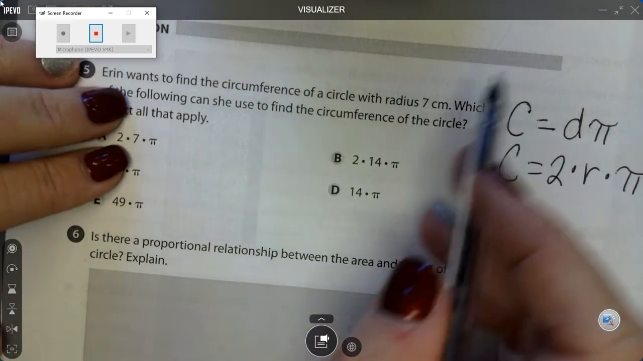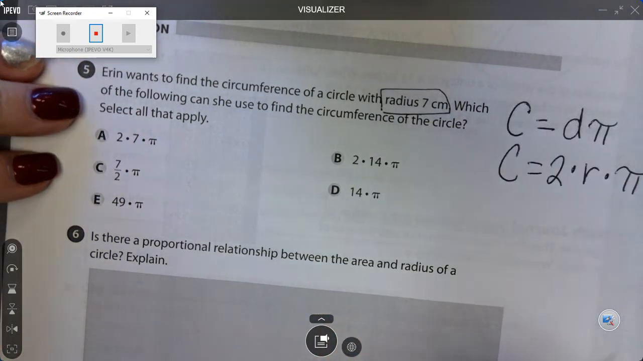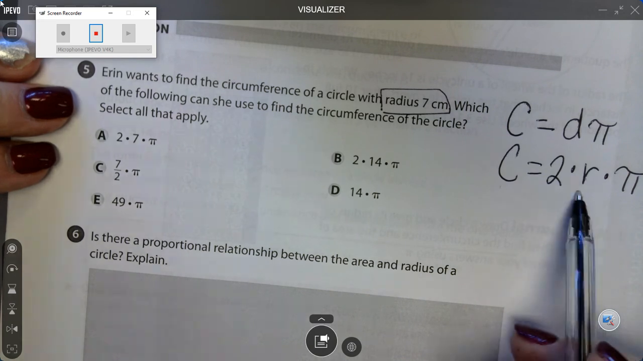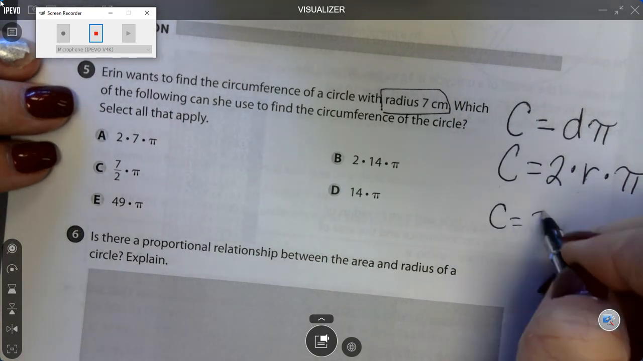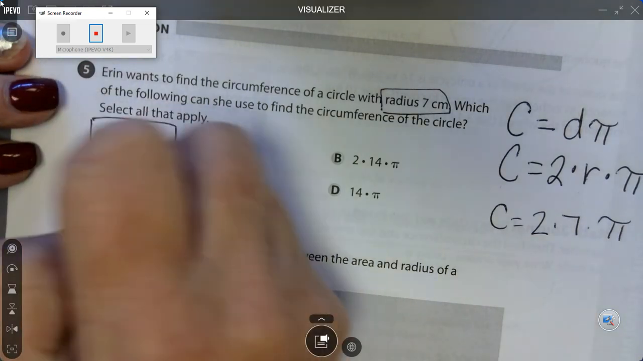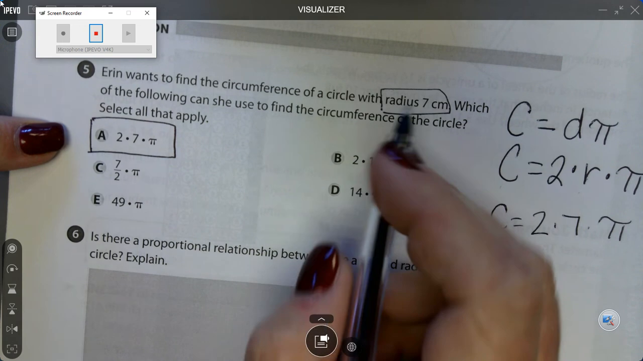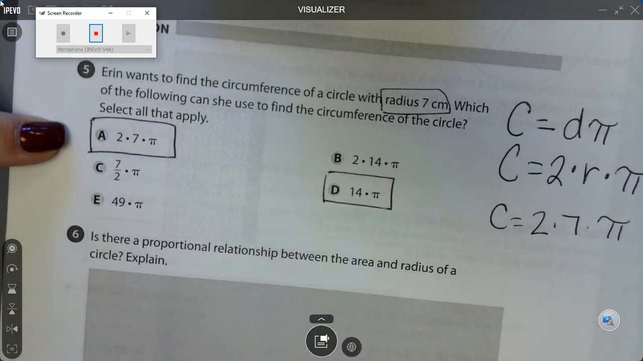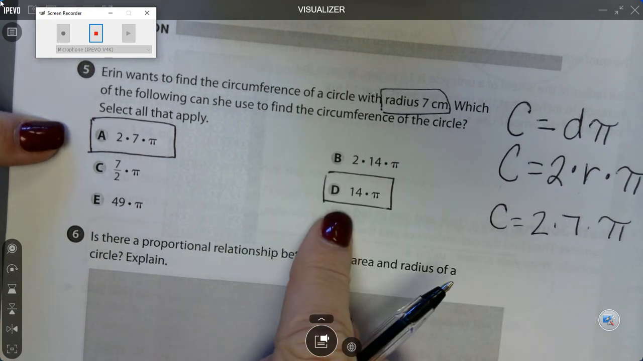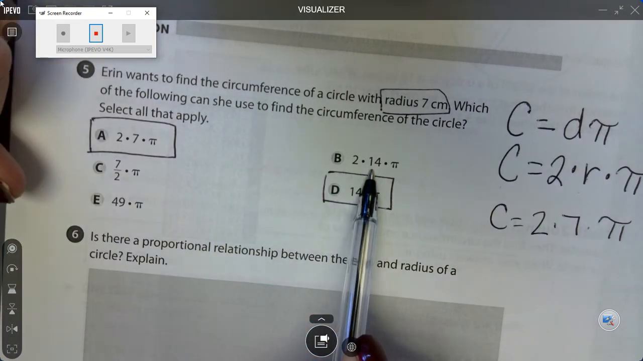Now, the radius of this circle is what? 7. So if I substitute that in here, this becomes 2 times 7 times pi. Oh, look at this. That's one of them. But what is 2 times 7? Oh my gosh. Look at this. It's also D. If you look at B, B is saying that the radius was 14. That's not the radius.